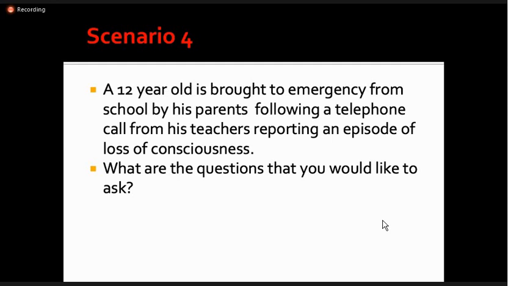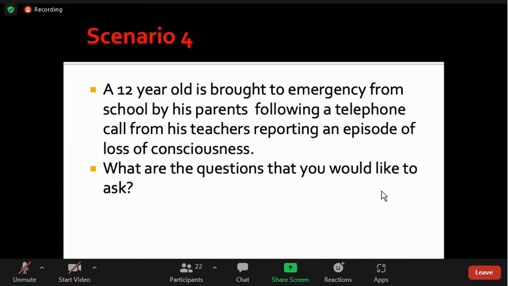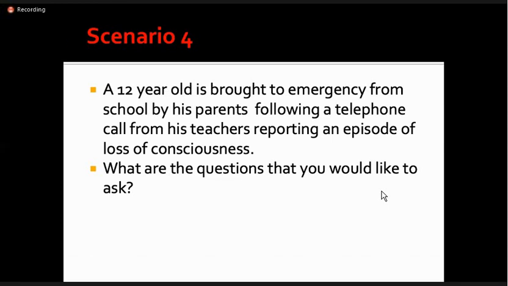Assuming he's awake and conscious when he comes to us, we can ask him about any preceding palpitations or chest pain, and also any other prodromal features. If he was standing in assembly, you would ask him about nausea, visual disturbances, and so on. And if he was playing football, obviously, then you're more concerned about chest pain, palpitations, any family history of sudden death, and also any previous cardiac problems.